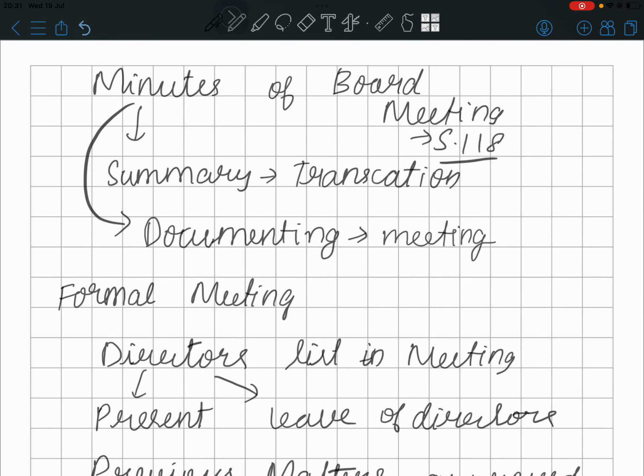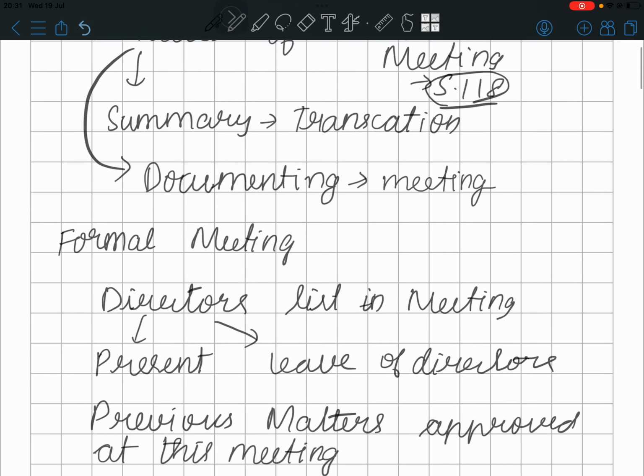Hi friends, today we are going to see minutes of the meeting. Every meeting will have minutes recorded. Who will record the minutes? Usually the company secretary will go through it and record the minutes. This is as per Section 118.